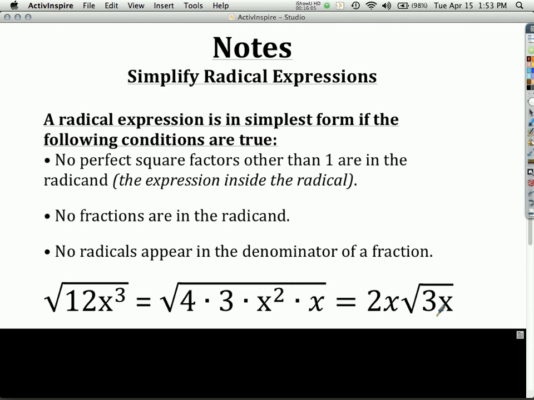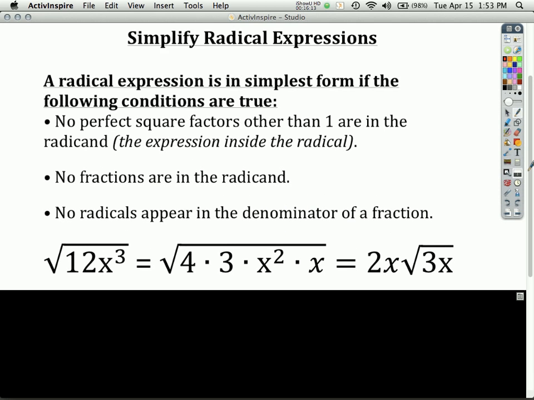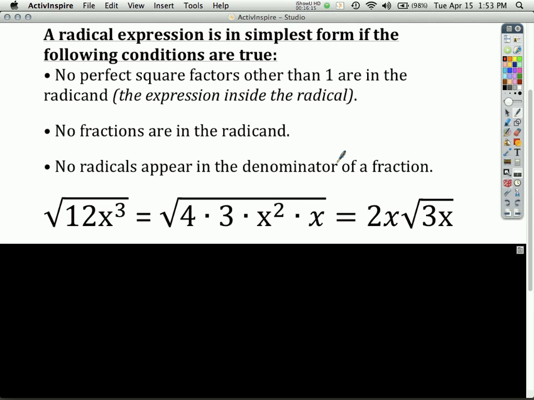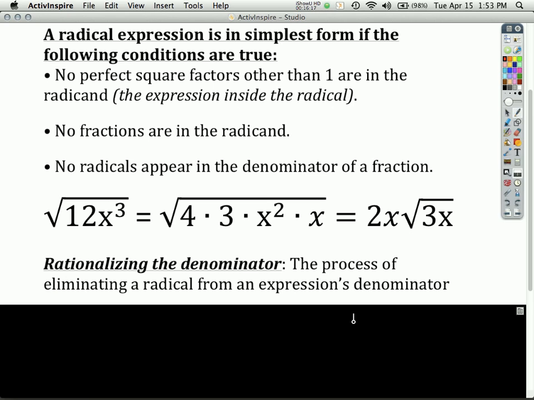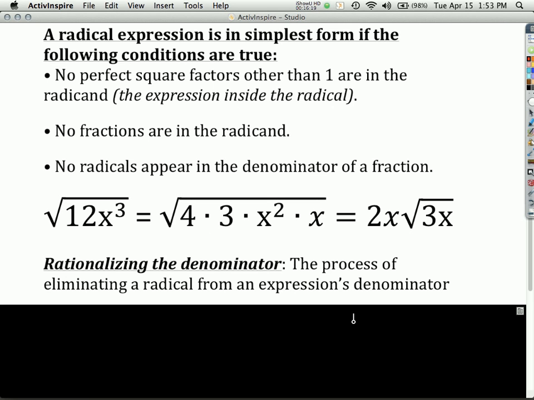All right? Now, this last condition, there can be no radicals in the denominator, presents a particular challenge. And we're going to learn a technique to solve that problem. The technique is called rationalizing the denominator. Rationalizing the denominator is a process for eliminating the radical. And it's actually a very simple process. It's based on something that you've known for a couple of years already.